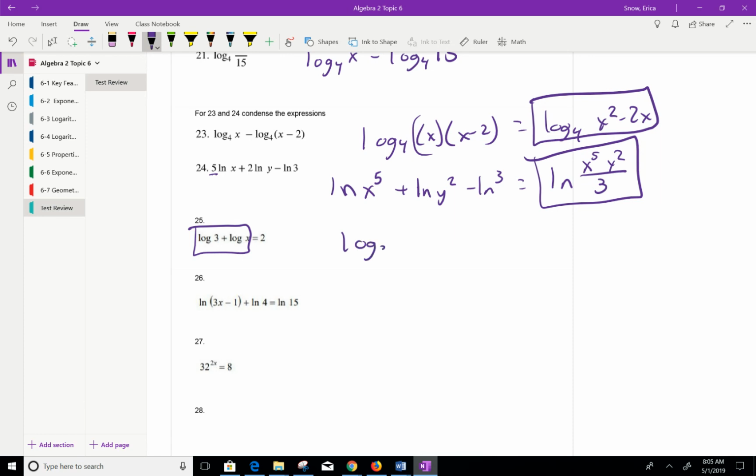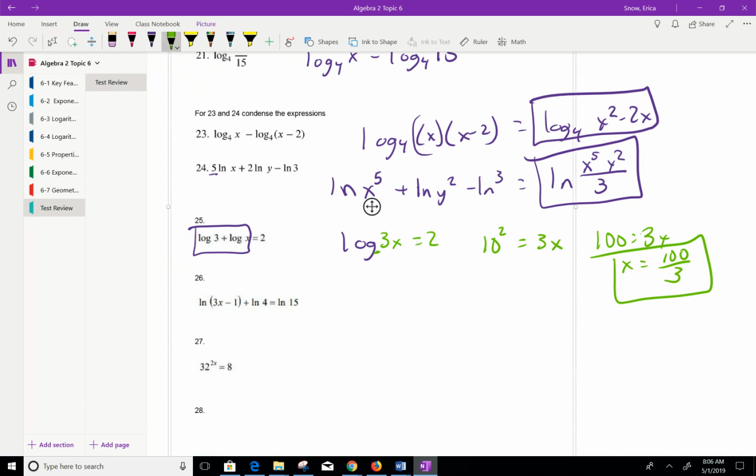Okay, so now to solve these logarithmic equations, we have to condense them first. So this is going to be log of 3x equals 2. So we're going to get 10 squared equals 3x, because remember, if it's not written there, it's 10. So 100 equals 3x, so x is 100 over 3. And we're done. Not too bad, right?